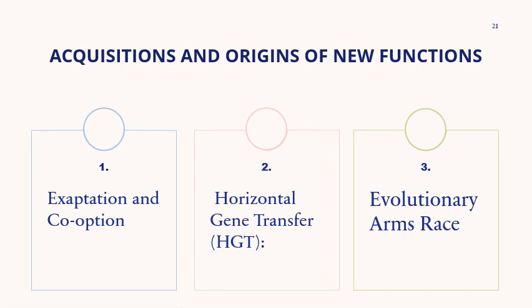Okay, so we'll move on to HGT. HGT is the transfer of genetic material between unrelated organisms, often through mechanisms like plasmids or viral vectors. This can introduce entirely new genes or functions into an organism's genome, rapidly expanding its genetic repertoire.